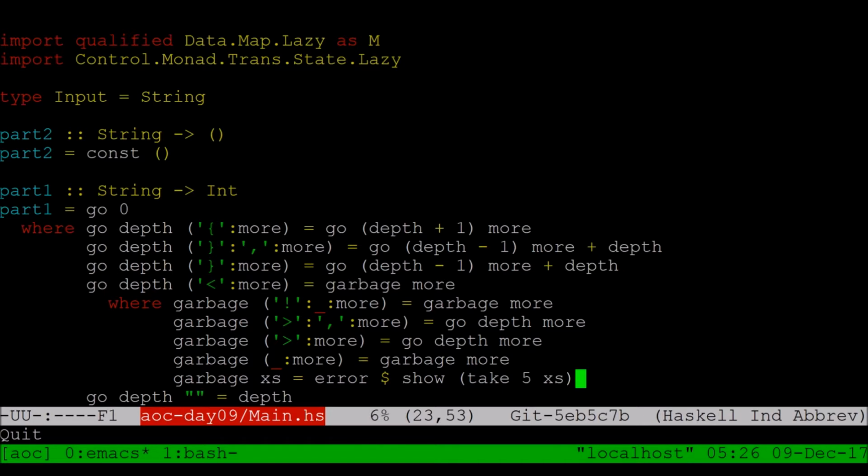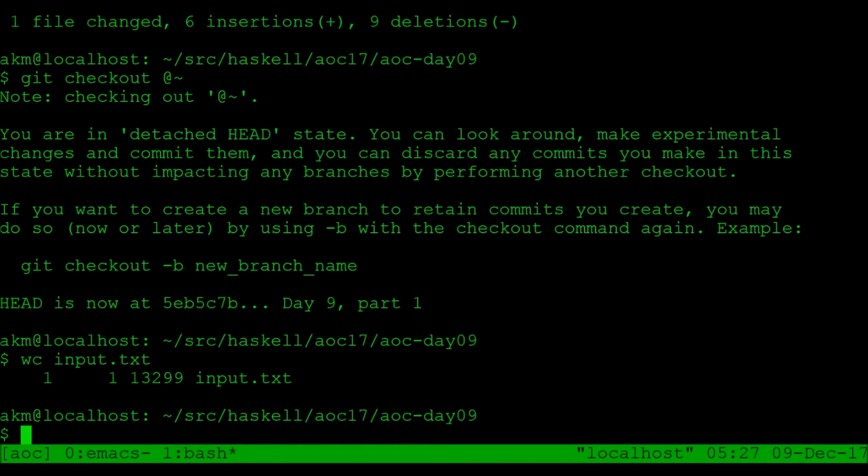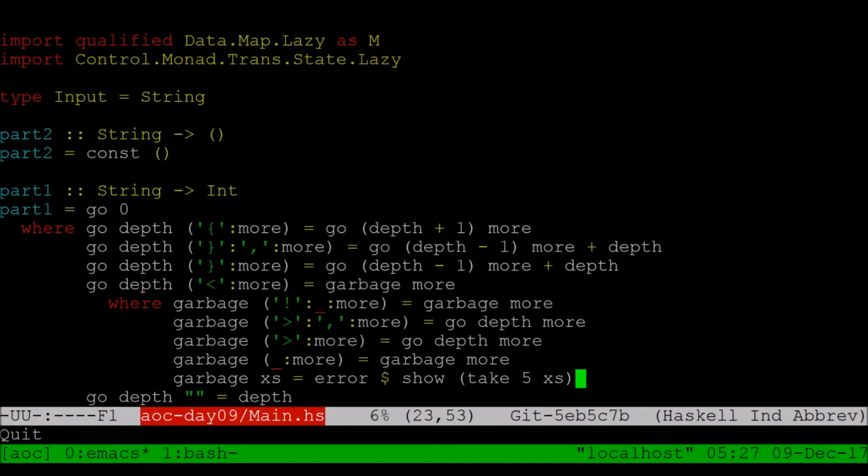So these functions are recursive, right? Go and garbage call each other, and they call themselves. And so if you're used to, say, Java or Python, you would expect that these functions on a large enough input will stack overflow. But in fact, our input is 13 kilobytes. If we had 13,000 stack frames, I think Java would break. Probably, right? I don't know. It's close, maybe. But I think a few thousand stack frames is enough to make Java sad, let alone a few tens of thousands.